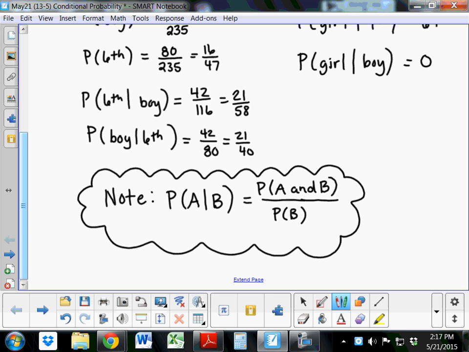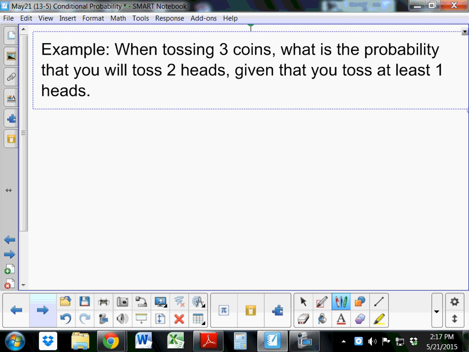Now with a table, it's super easy to see them, but they're not all with tables. Sometimes you have to think about the sample space on your own. You can draw a table for yourself, or you can draw a picture of what your sample space will look like, and sometimes those things are going to help you figure out how many are in both and how many are in the second, since those are the 2 numbers you need to divide.